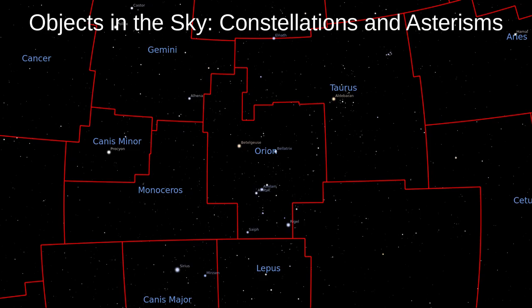In the first video on objects in the sky, we looked at the different objects we can see in the sky and how to identify them. Today we're going to focus on the stars and how we group them into asterisms and constellations.